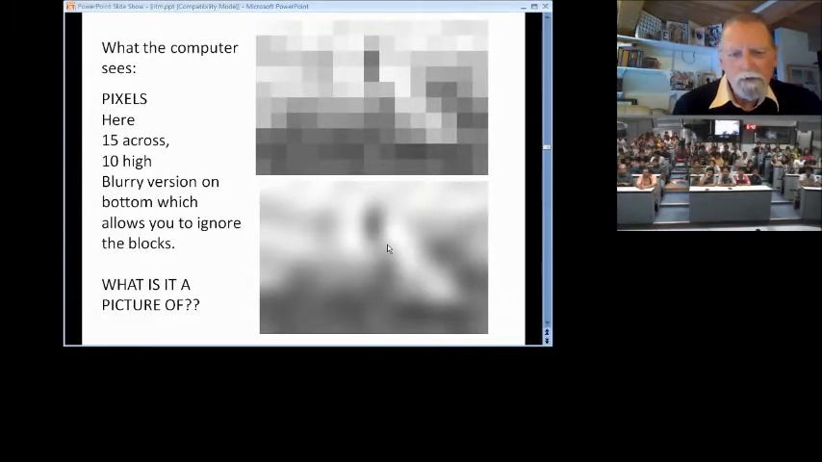So I'm going to show you this picture in higher and higher resolution. I'm starting here with simply 10 pixels high, 15 pixels across, and the pixels look like this. Now, the pixels themselves are irritating, so it's best to blur them out a little bit. At this resolution, this is essentially what you see, and I don't think anyone would have a clue what this is a picture of. So I'm going to make it a little clearer.